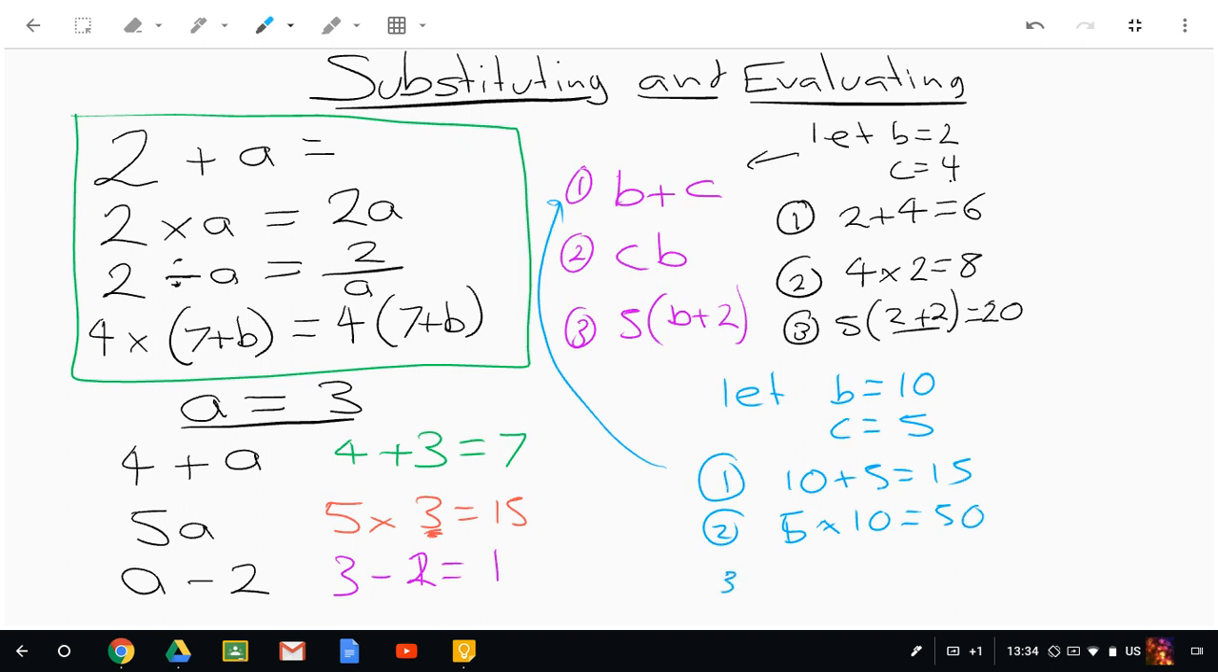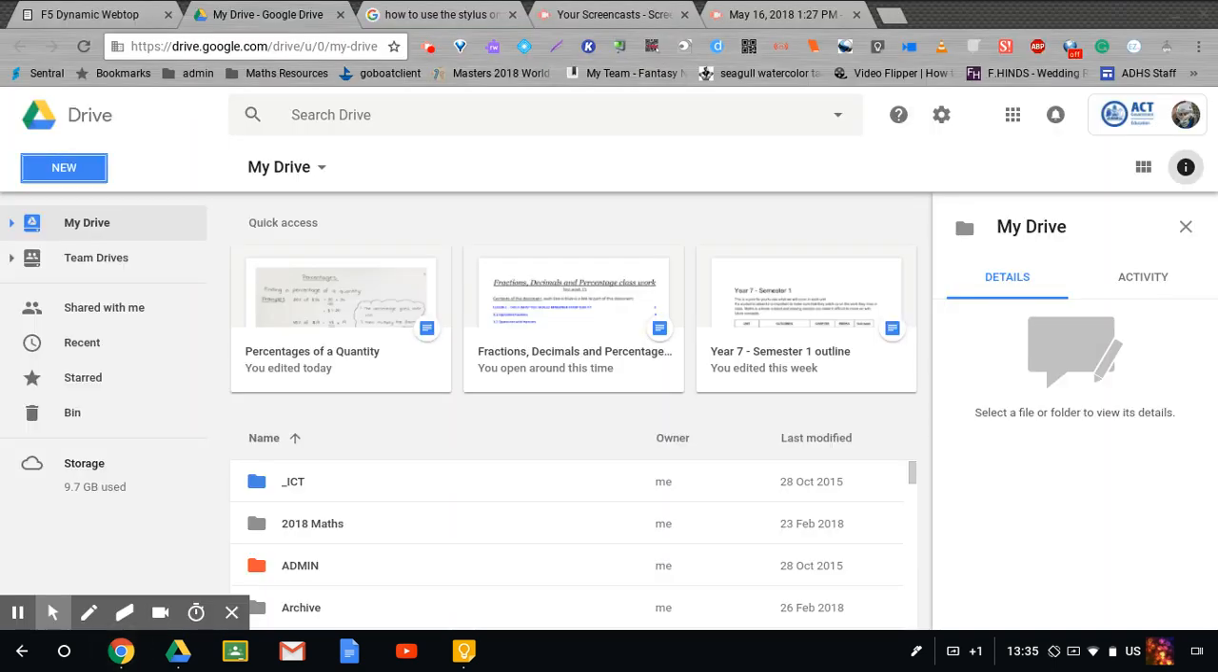And question 3, 5 outside of brackets b, b is 10, plus 2. Do the brackets. 10 plus 2 is 12. 12 times 5 is 60. So here we've got two different sets of answers because our values of b and c are varied. Okay, I hope that helps you. Good luck with that.